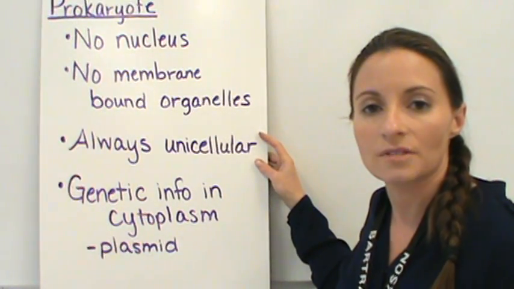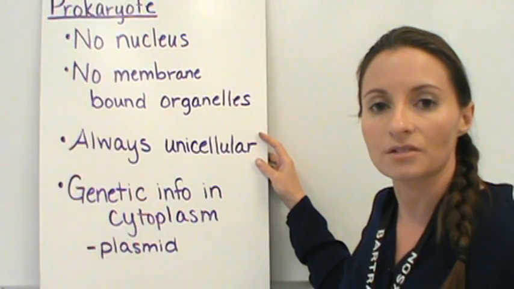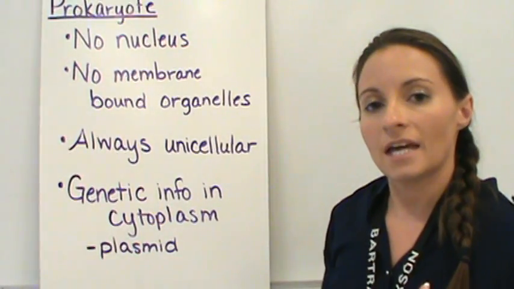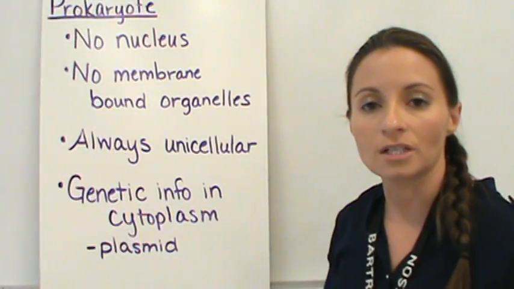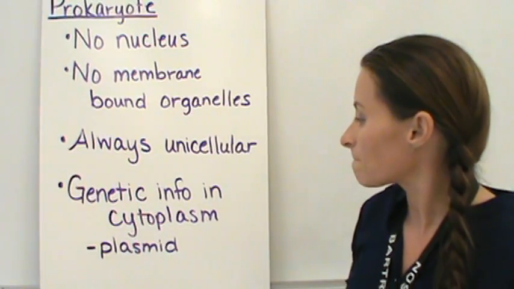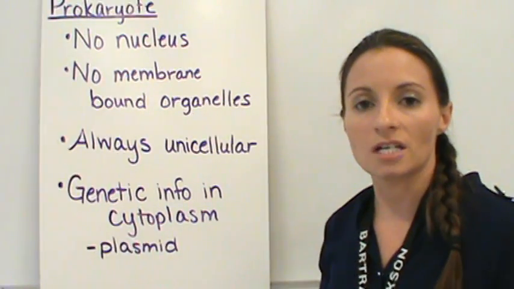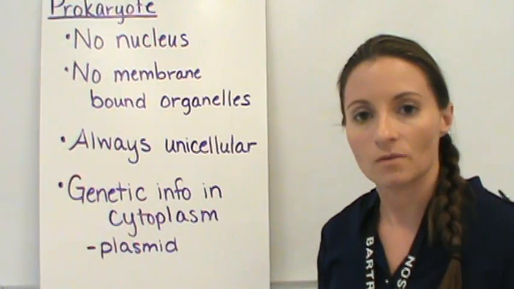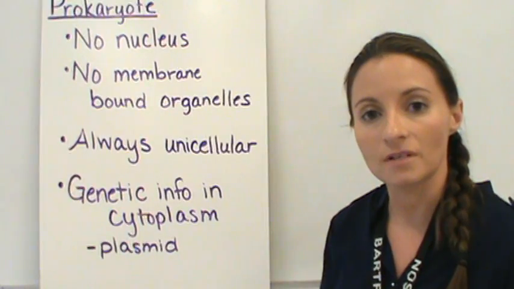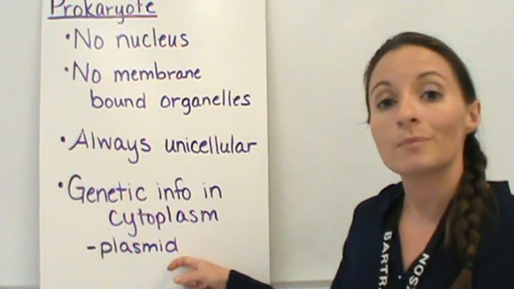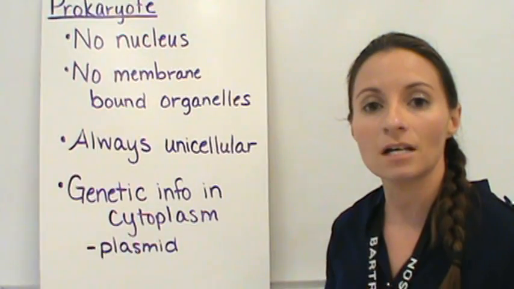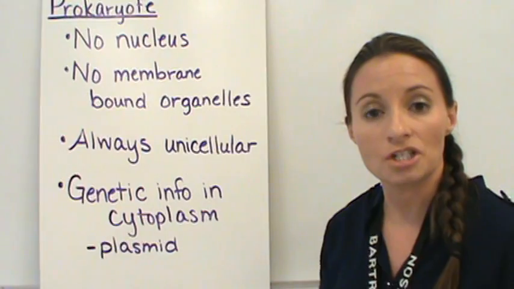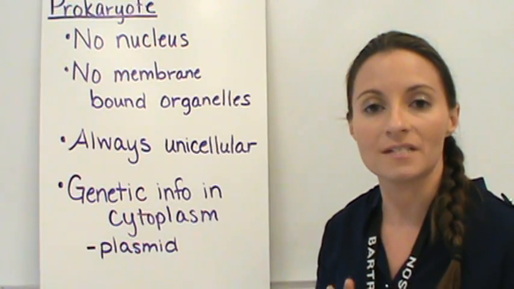Prokaryotes are always unicellular. You will never see a multicellular prokaryote. So prokaryotes are always unicellular because they can't function at a high enough level to be able to communicate amongst the cells. And finally, the genetic information in a prokaryote is contained within the space called the cytoplasm, and so that's just within the cell itself. And it's something called a plasmid. A plasmid is a single strand, somewhat like a rubber band. It's going to be circular in shape, and it's going to be a single strand of DNA.